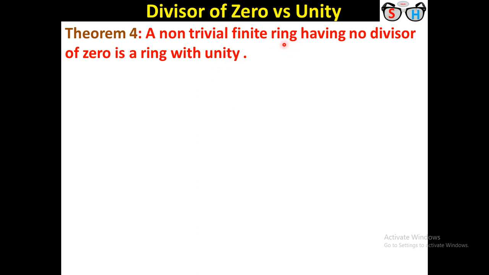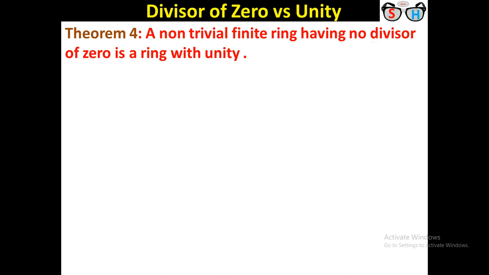Suppose R is a ring which contains a finite number of elements and it is non-trivial. Non-trivial means it contains more than one element, that is, it contains an element other than the 0 element, because in a trivial ring the ring contains only the 0 element. So in a non-trivial ring the ring contains at least 2 elements. However, here the ring contains more than one element and it is a finite ring, that means the ring contains a finite number of elements, and it has no divisor of 0.